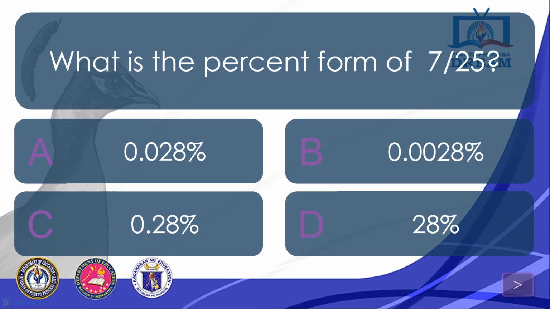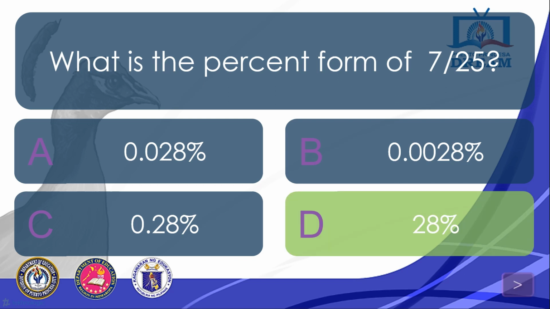What is the percent form of 7/25? A. 0.028%. B. 0.0028%. C. 0.28%. D. 28%. The correct answer is D. 28%.